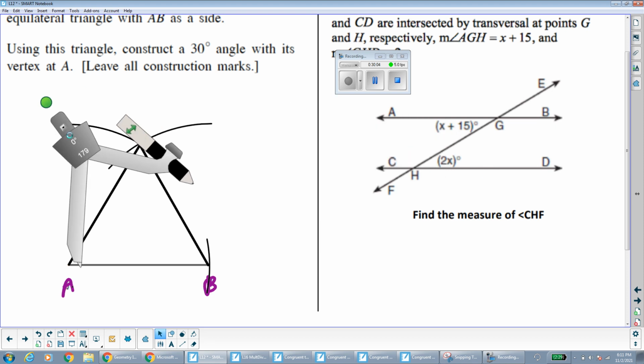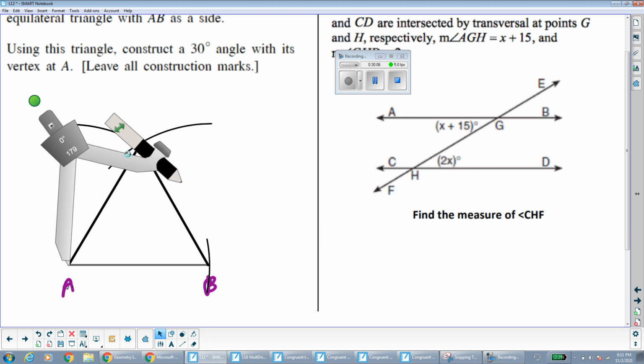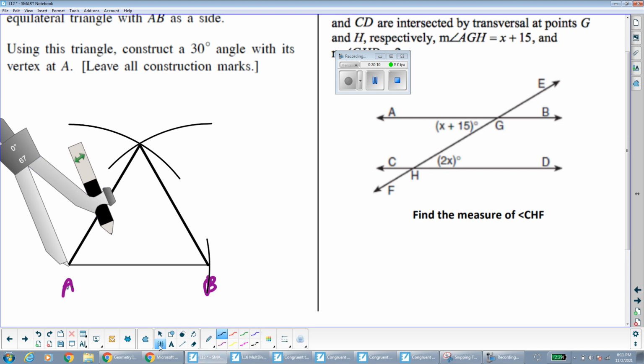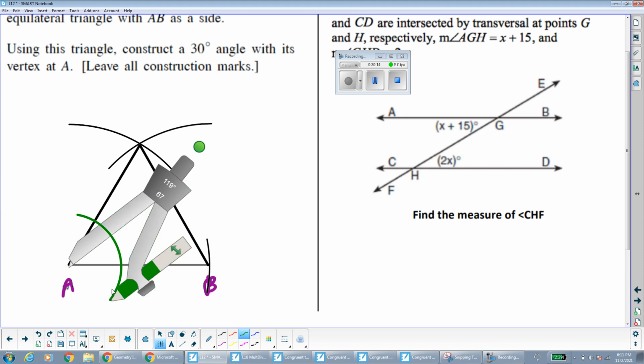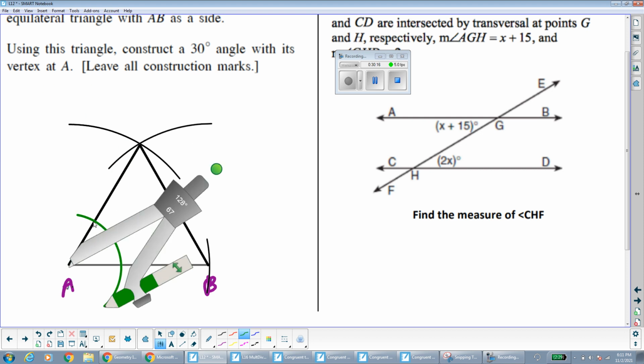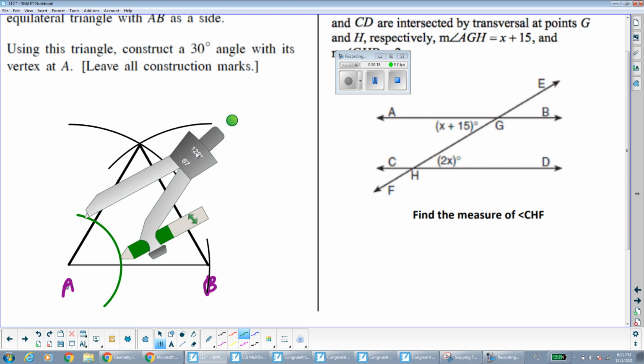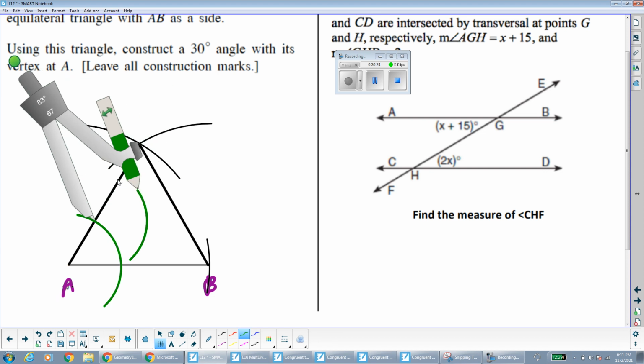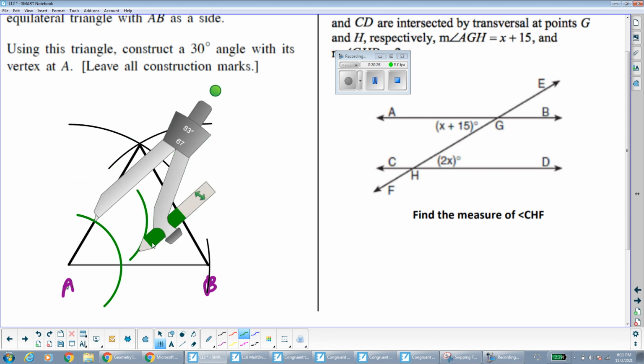So I'm just going to pick up my compass and put it over to point A. That is the angle that I am bisecting. And all I'm going to do is just make a small arc. It doesn't matter how big. It just matters that it hits the angle in two spots. I'm going to pick up my compass and I am going to make an arc at this top intersection point on the left.